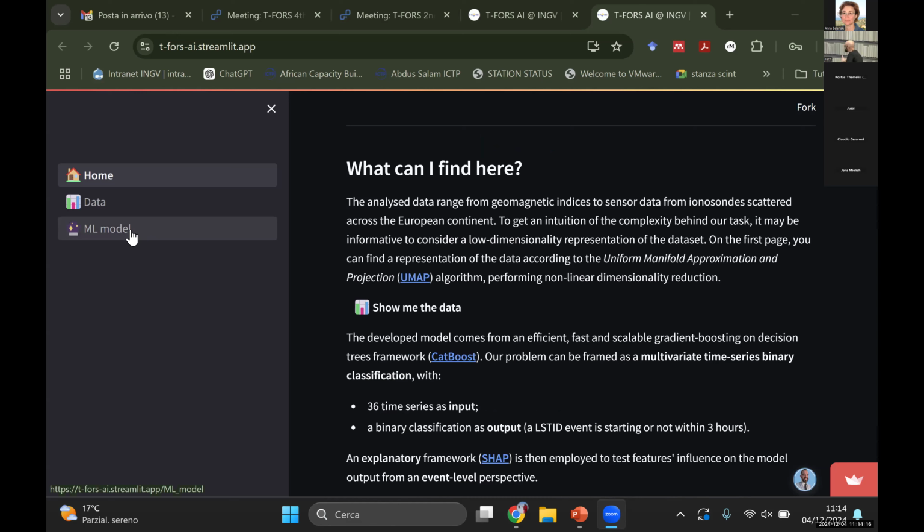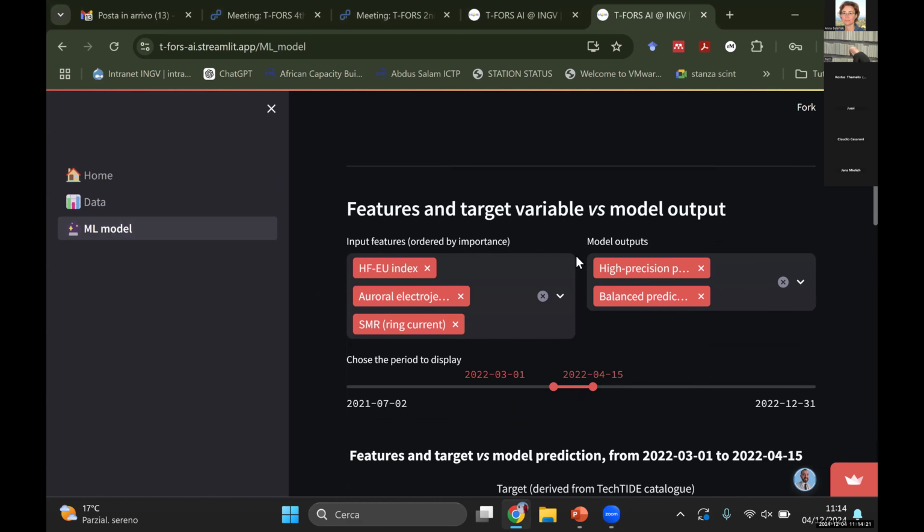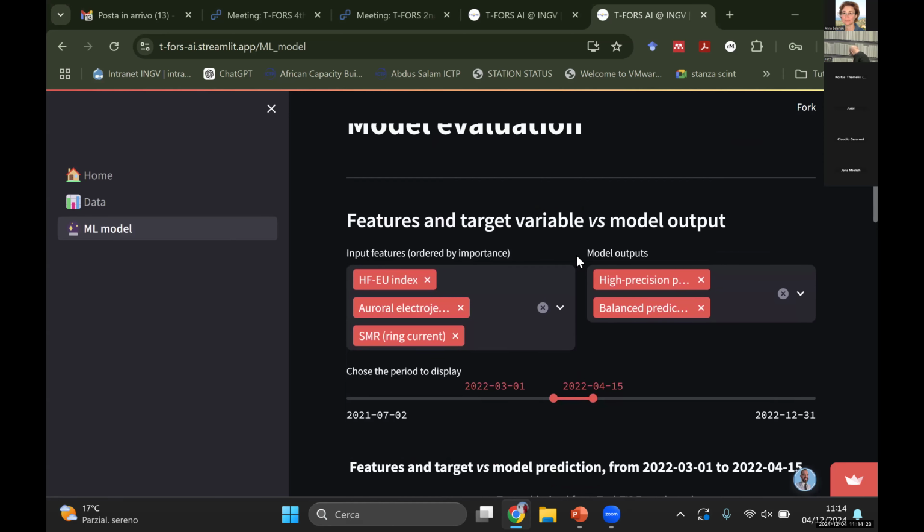But then if you click here, machine learning model, you get this interface from which you can select the different features you want to visualize on the web app. To be clear, the model always uses all the features we used for the training, but you can select 5 of them to be shown in the web app. And then you can select the operational mode you want as output.